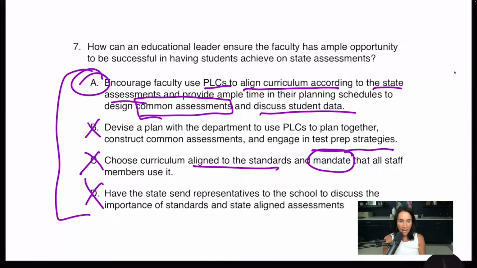Anywho, 7, how can an educational leader ensure the faculty has ample opportunity to be successful in having students achieve on state assessments?